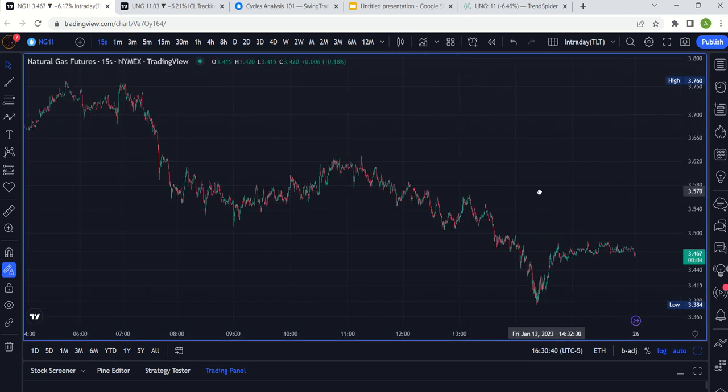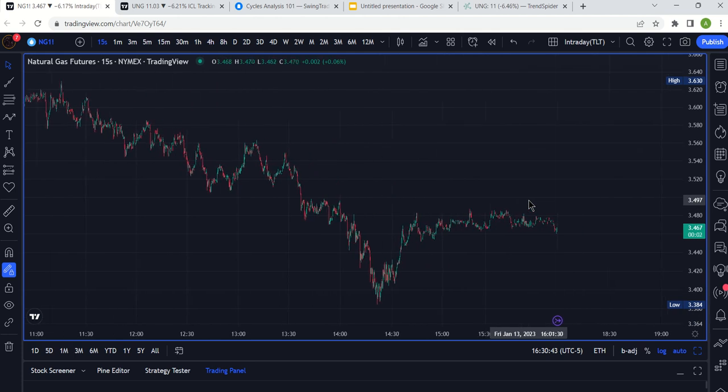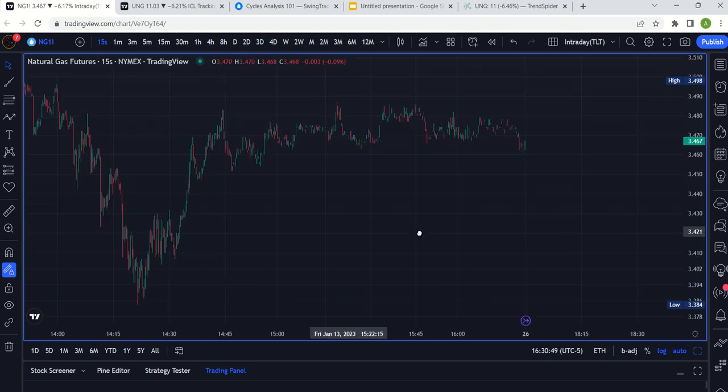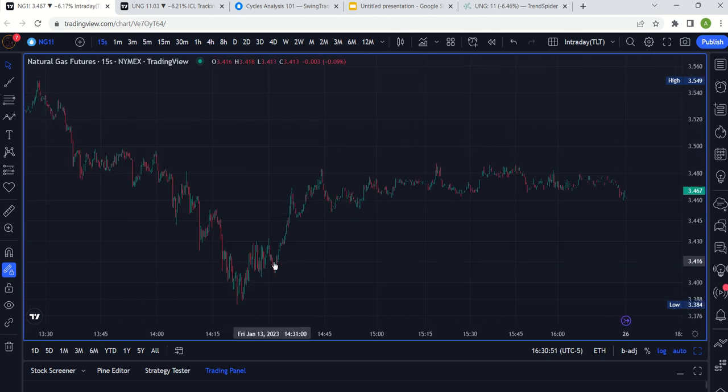I like the little 15-second chart because you really can see the structure, right? And so that's your low right there, your bottom tick. And then you can see a real choppy mess here, but holding this higher low. And then we get a nice little higher low. And then we just kind of consolidate. So you can see the uptrend kind of ended.